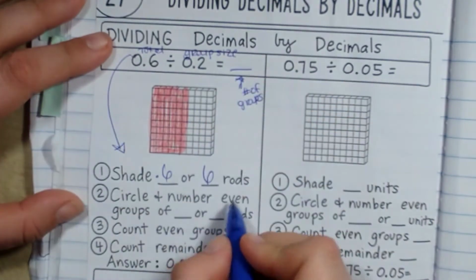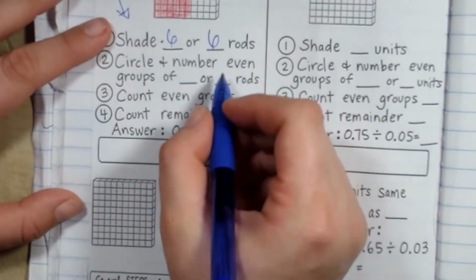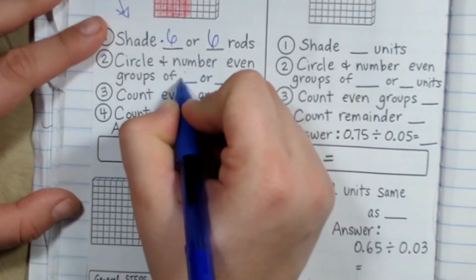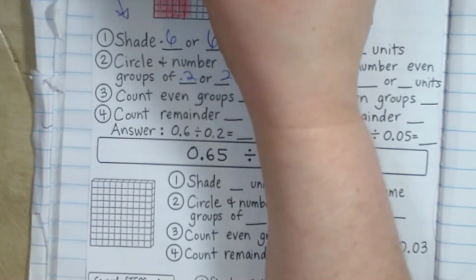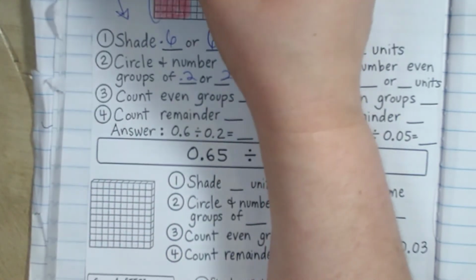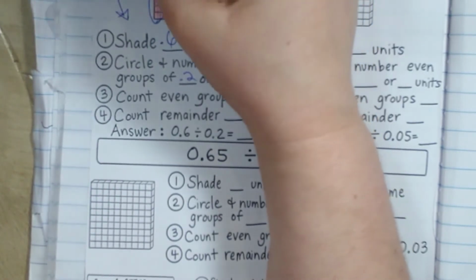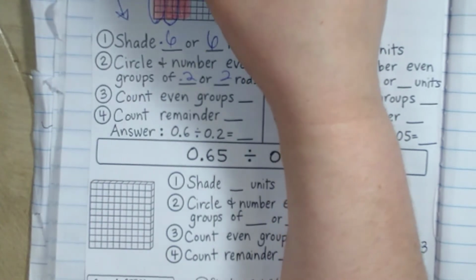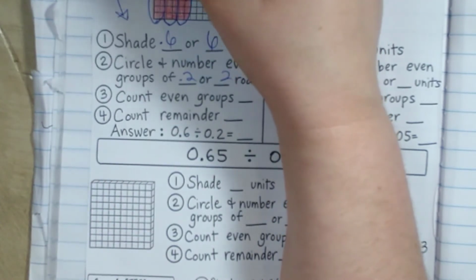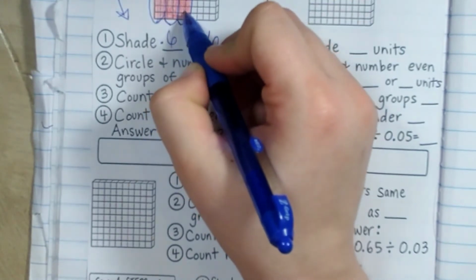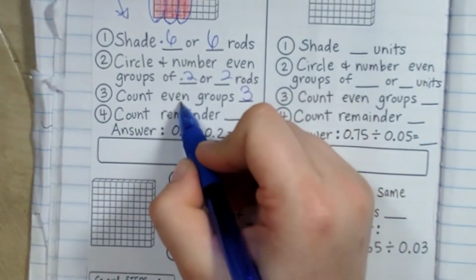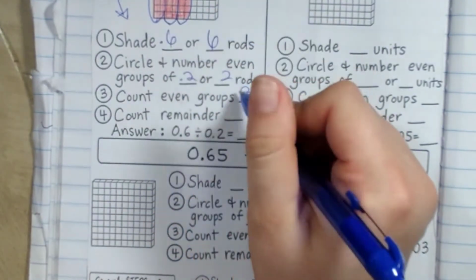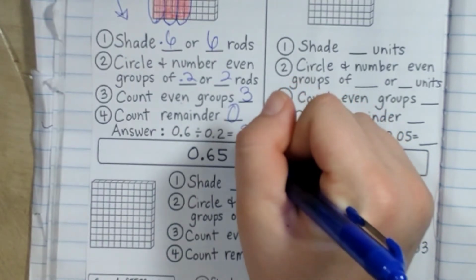So I'm going to circle even groups of 2/10, or 2 rods. I'm not going to color them in right now. 1, 2. I'm going to do 2/10, circling for each group. So that's 1. 1, 2. That's 2. If I did this again, I'd probably do a lighter color. And 3. So how many groups do I have? I have 3 groups of 2/10. Counting the even groups means with no remainder. I don't have anything left. So this would be 3 groups.